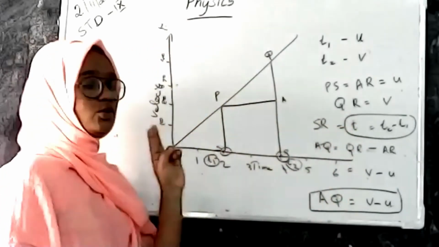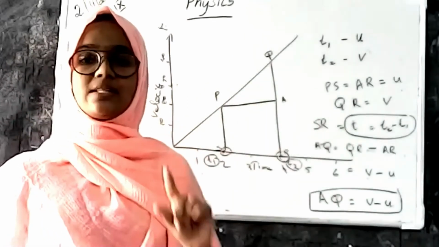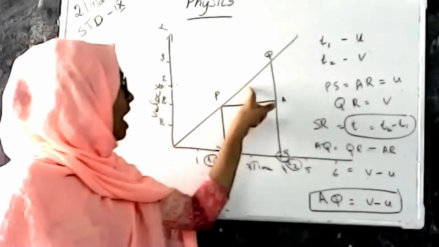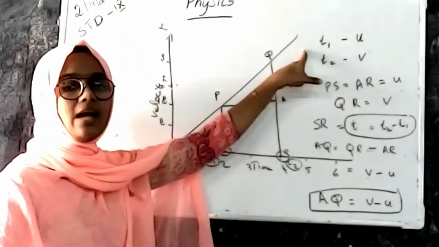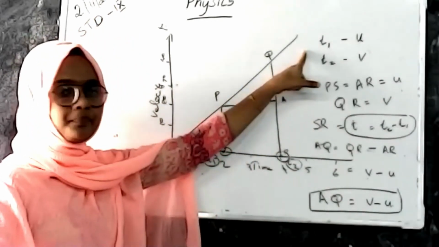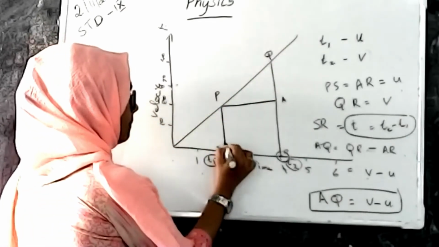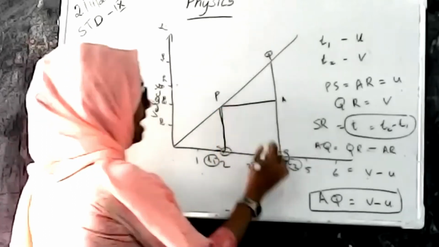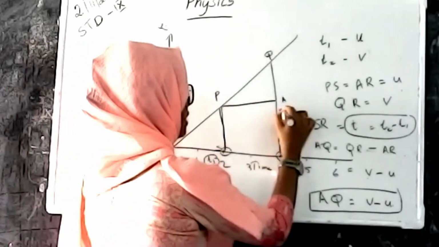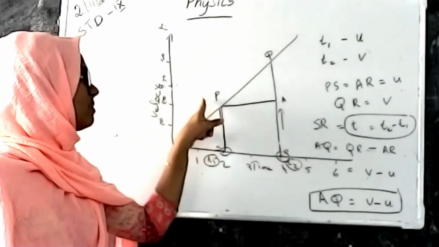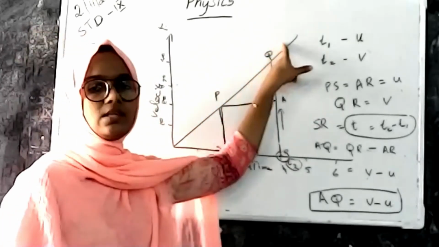And we have two perpendiculars drawn from T1 and T2 to the straight line showing the velocity time relation. We draw the first perpendicular from T1 and the second perpendicular from T2. And naming those two perpendiculars, the first one is P and the second one is Q.